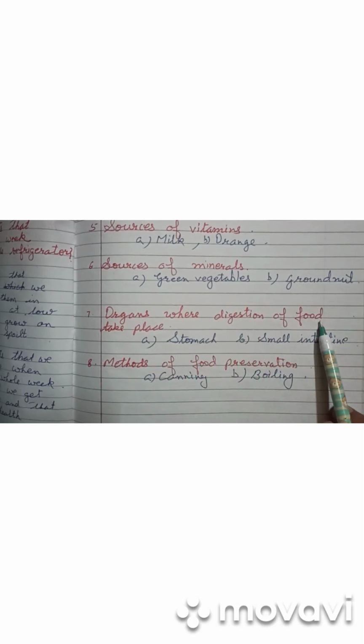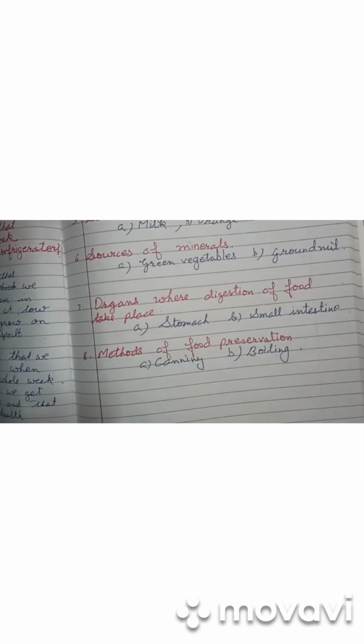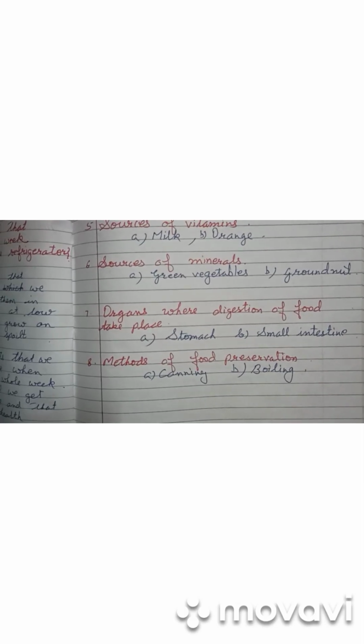Organs where digestion of food takes place: stomach and small intestine. Methods of food preservation: canning and boiling. So children, write down all these questions, name 2 in your notebook and also draw the diagrams and color them.